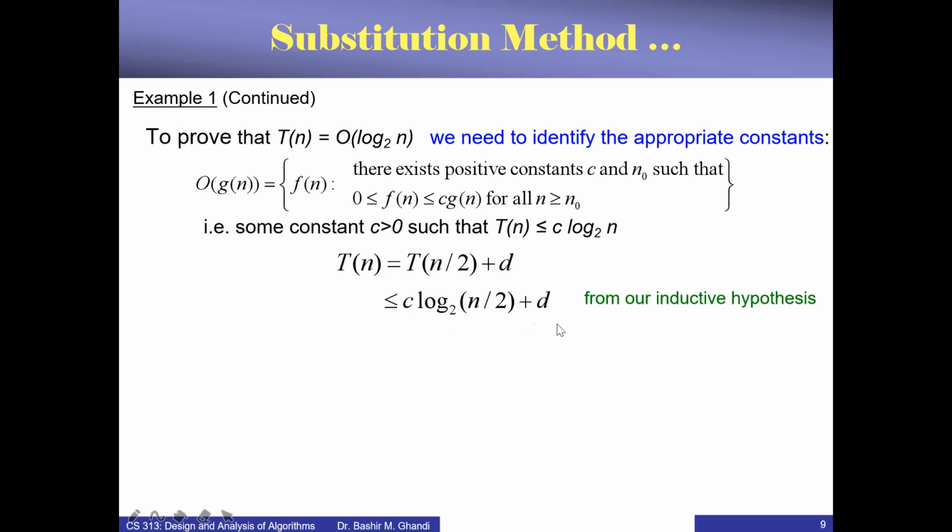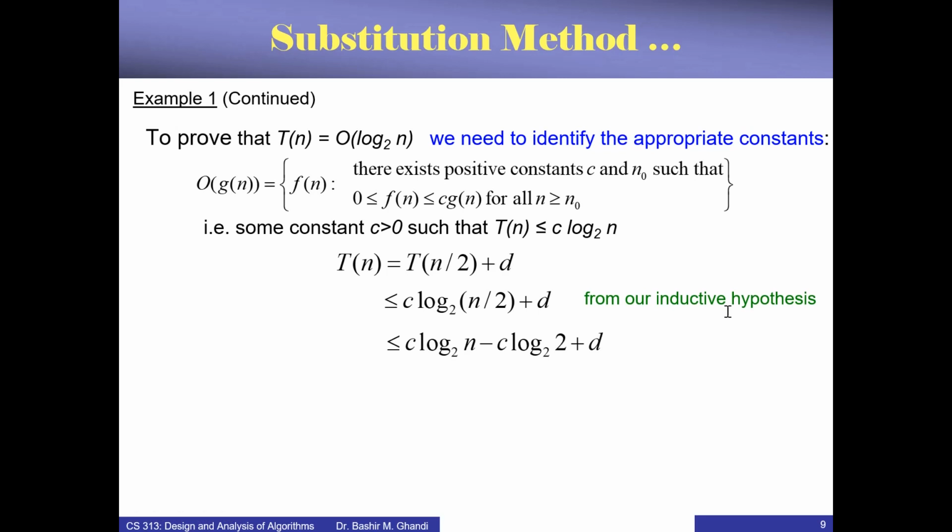Now here we just need to use some simplification. Obviously, we know the law of log. It says log of a over b is the same as log of a minus log of b. Therefore, this can be simplified into c log of n to base 2 minus c log of 2 to base 2, plus the d.